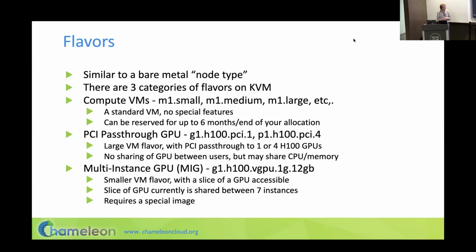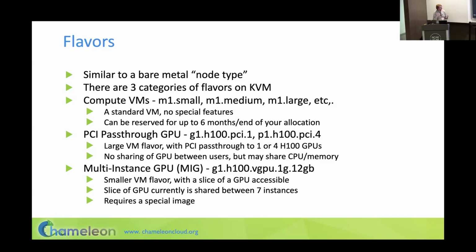Flavors on KVM are like that. So we have 3 types of flavors. The first group here are the compute VMs. General purpose is maybe a better way to say it. They all start with m1. and these don't really have any special features. You can reserve them for up to 6 months, which is going to be to the end of your project's allocation on Chameleon.